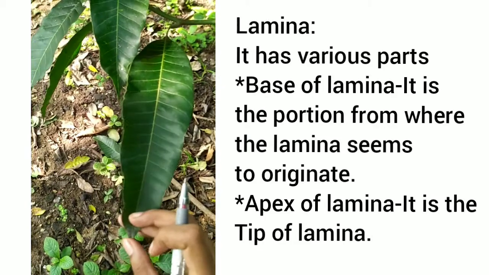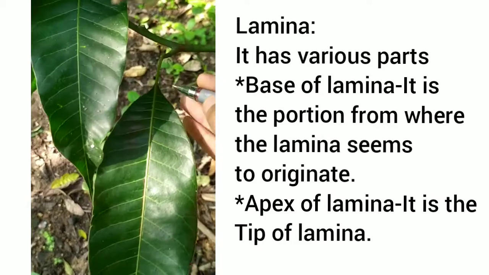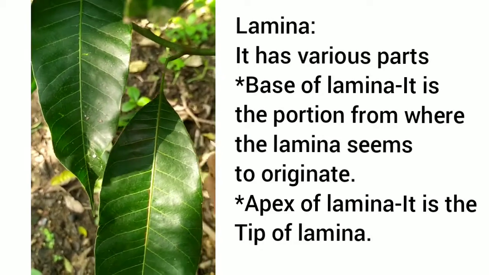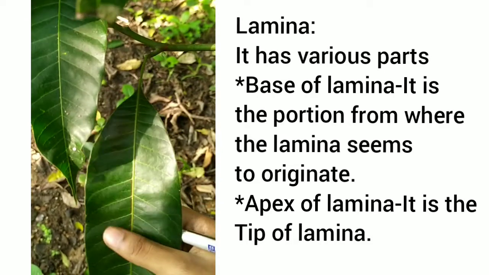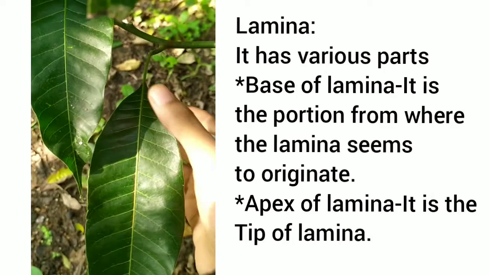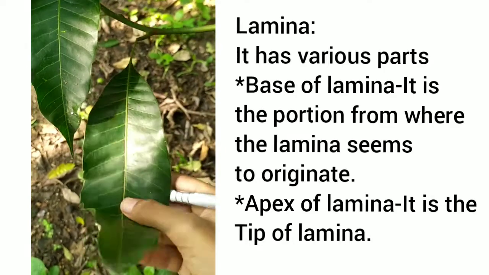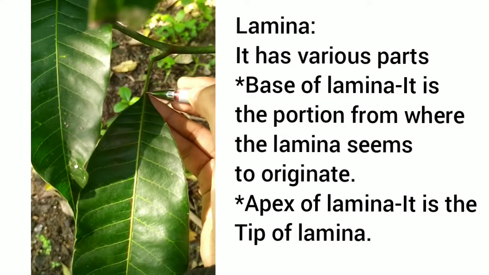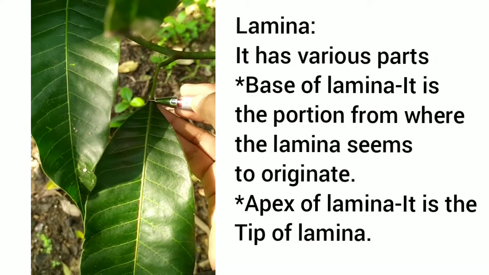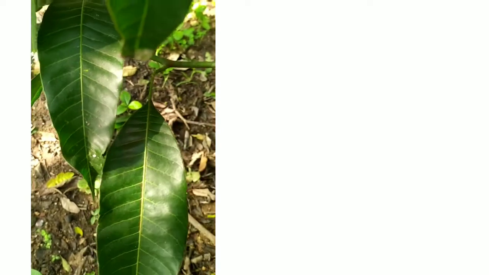This portion of the lamina is called the base and the tip of the lamina is called the apex. How do we define the base of the lamina? The base of the lamina is the portion from where the lamina seems to arise. That is, the portion from where this thin, broad, flat structure seems to arise is called the base of the lamina. So one end of the petiole is attached to the stem, the other end of the petiole is attached to the base of the lamina.